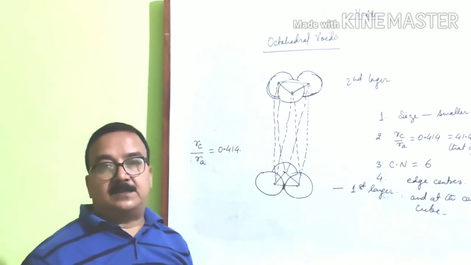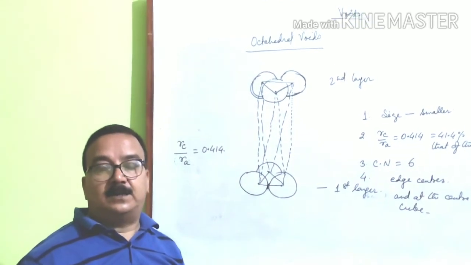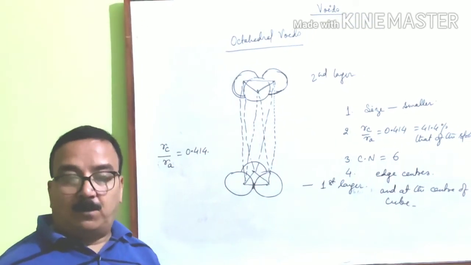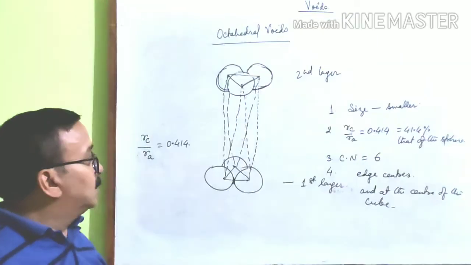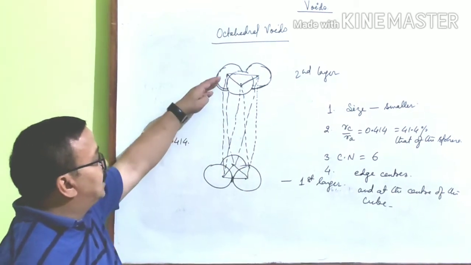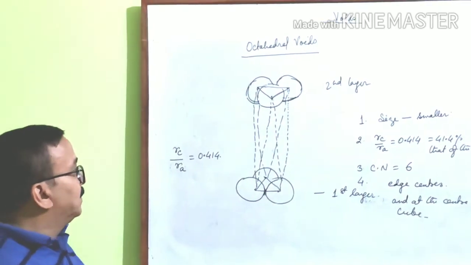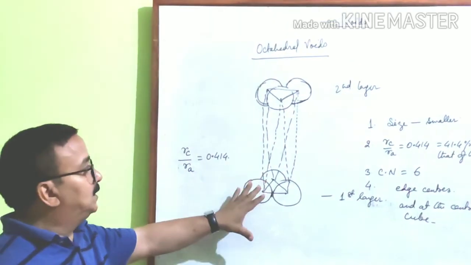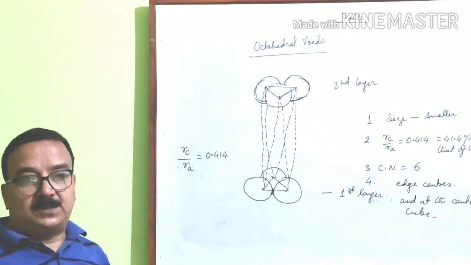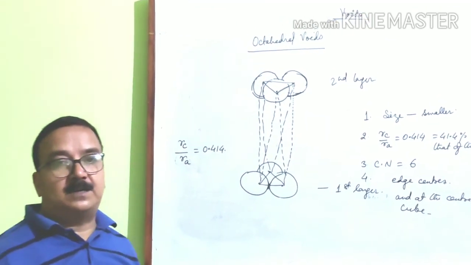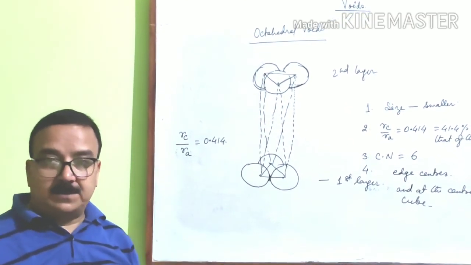So, how many edges are there in a cube? 12 edges. So, an octahedral void is formed at the center of all the edges and at the center of the cube. So, here we can observe that in case of an octahedral void, 6 spheres are in contact with each other. In case of a tetrahedral void, 4 spheres are in contact with each other. Coordination number of a tetrahedral void is 4. Coordination number of an octahedral void is 6.